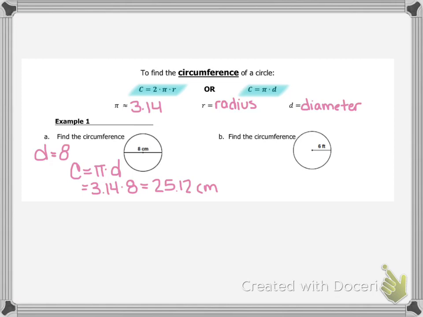For problem B, this time I was actually given the radius, so the radius is equal to 6, so I'm going to use the formula circumference equals 2 times pi times the radius. So the numbers that I would plug in, of course, are 2 times 3.14 times the radius, which is 6. So 2 times 3.14 times 6, the circumference or the distance around the circle is 37.68, and the units would be feet.